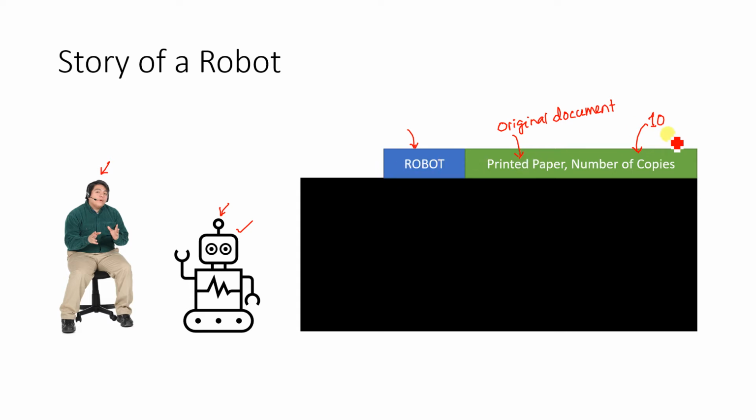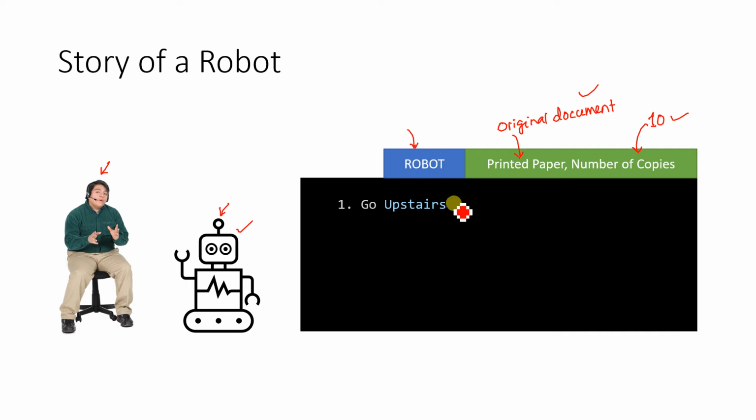And after getting this input, what the robot should do with that original document, I need to define or explain to the robot so that he will do that. So I need to write all the steps the robot should follow to achieve its goal. So what are the steps?